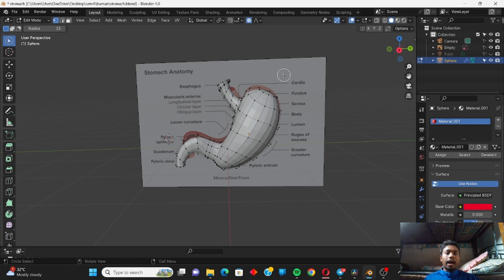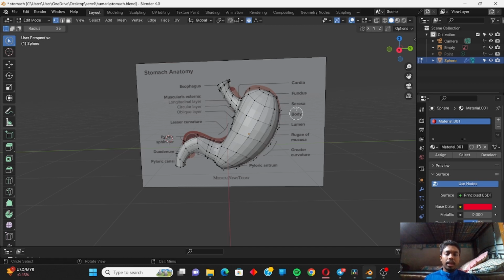Today, I will explain about a human physiology system that I built, an organ, the stomach. I built it in Blender software. First, I will talk about the structure of the stomach.